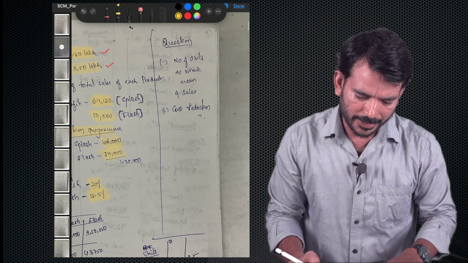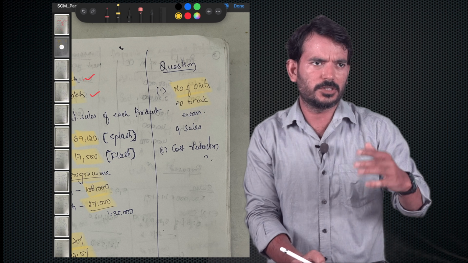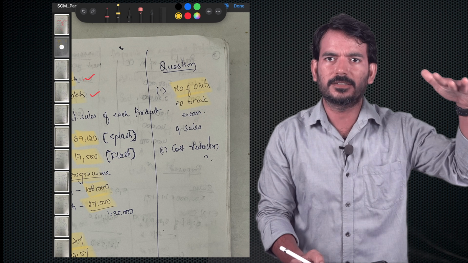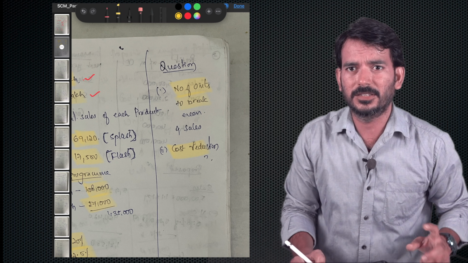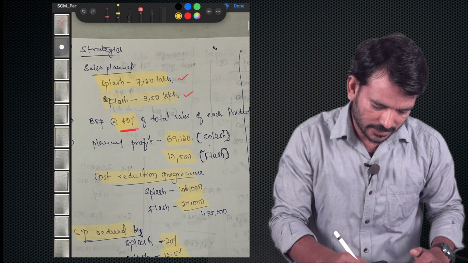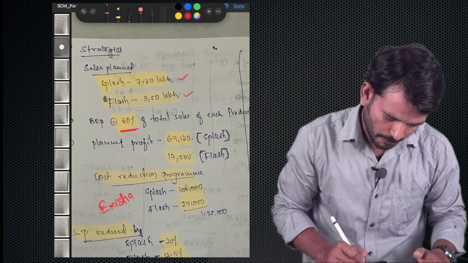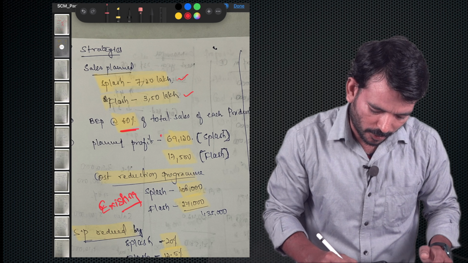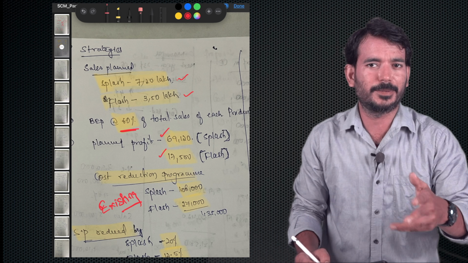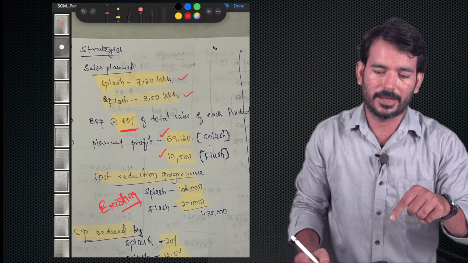Now coming to the main question, the question is asking how many units they need to sell to break even. They are saying 60% of the total sales is the break even, so what is that 60% of sales? I want to know. And then what is the cost reduction they want to achieve? They have given the existing cost. So this is their existing cost. They are saying that, okay boss, I said I want a profit of 16,000 and 17,500 respectively. So what should be the reduction in my fixed cost so that I end up getting that profit?